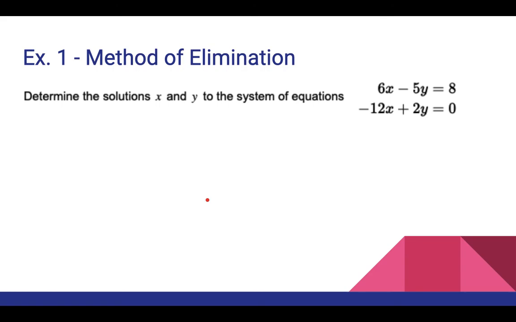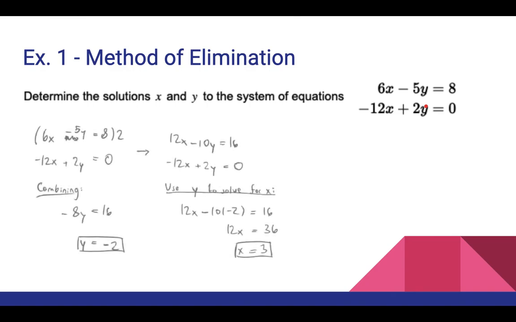So let's look at what this looks like in practice with the example we just talked about. Determine the solutions x and y to the system of equations 6x minus 5y equals 8 and negative 12x plus 2y equals 0. What we notice again is that negative 12x is a multiple of 6x, so we're going to multiply both sides by 2 here, not negative 2, as you'll see why in a second. So multiplying this top equation by 2 gives us 12x minus 10y equals 16.